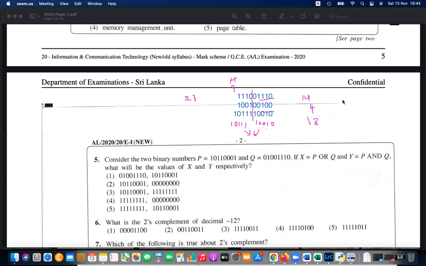That will be easier rather than calculating digit by digit. When there's addition or subtraction, you can do it this way.